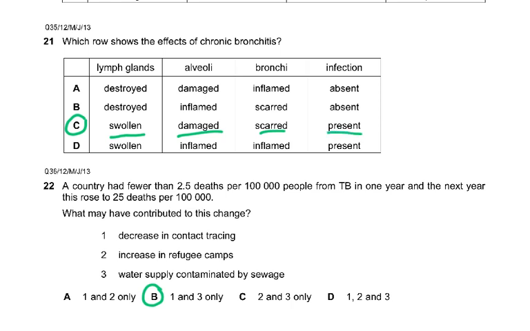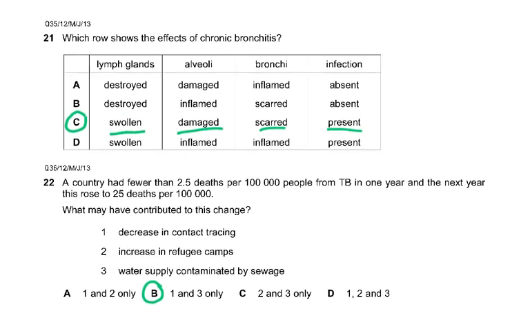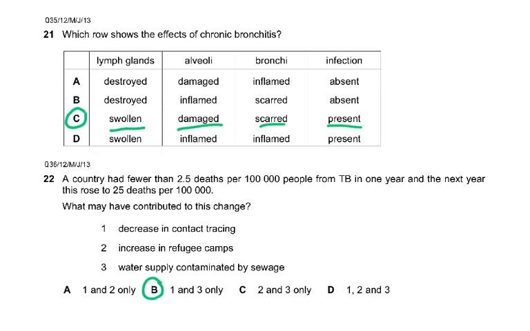Chronic bronchitis means long-term bronchitis, but this is a very old paper, so it may not be valid for the present syllabus. Then question 22. A country had fewer than 2.5 deaths per 100,000 people from TB in 1 year, and the next year they rose to 25 deaths per 100,000. So that is from 2.5 went up to 25. So that means TB is increasing. What may have contributed? Decrease in contact traces, increase in refugee camps.